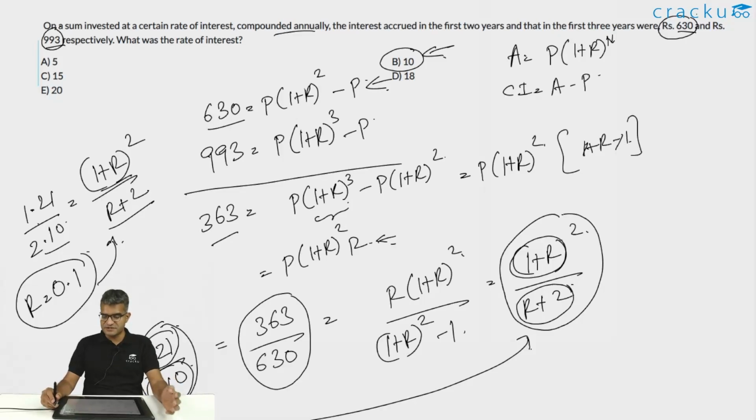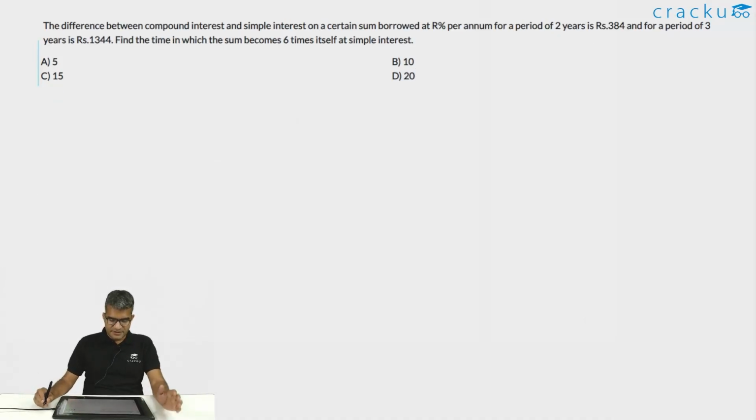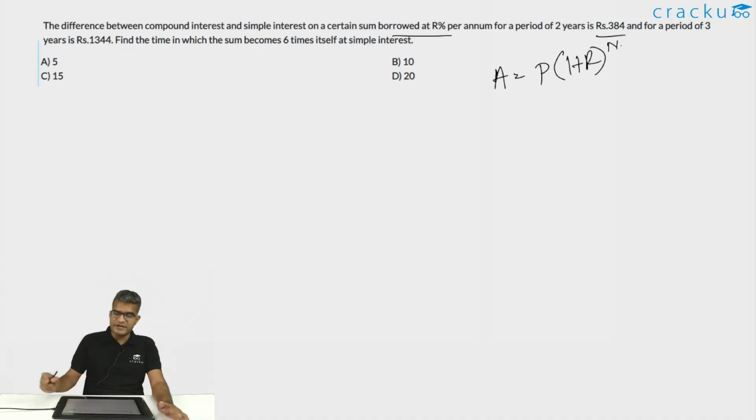Let us look at the next question. In this question, we are told that the difference between the compound interest and the simple interest on a certain sum borrowed at r% per annum for 2 years is 384. We know that the amount in compound interest for a period of n years is p into (1 plus r) whole to the power n. Therefore, the compound interest, which is equal to amount minus principal, can be calculated. So compound interest for 2 years is 384.